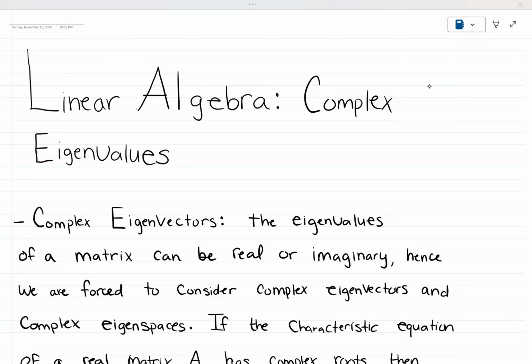Hello, in this video we will go over complex eigenvalues and eigenvectors. So this is still linear algebra, complex eigenvalues. So what is a complex eigenvector? The eigenvalues of a matrix can be real or imaginary, hence we are forced to consider complex eigenvectors and complex eigenspaces. If the characteristic equation, let me scroll down.